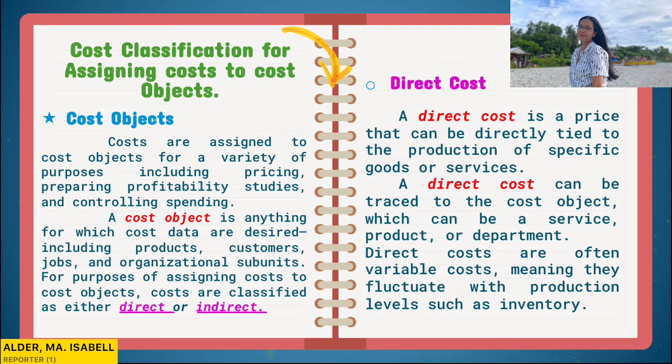So what is a direct cost? A direct cost is a price that can be directly tied to the production of specific goods or services. A direct cost can be traced to the cost object, which can be a service, product, or even a department. Direct costs are often variable costs, meaning they fluctuate with production levels, such as inventory.